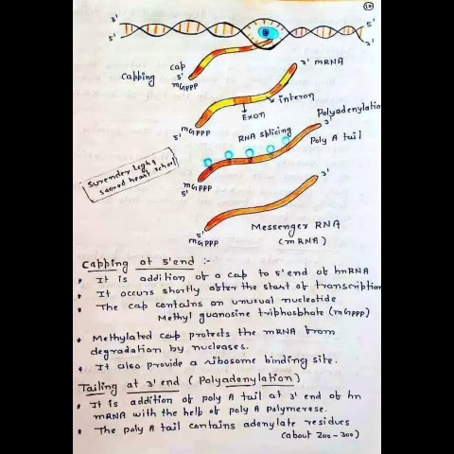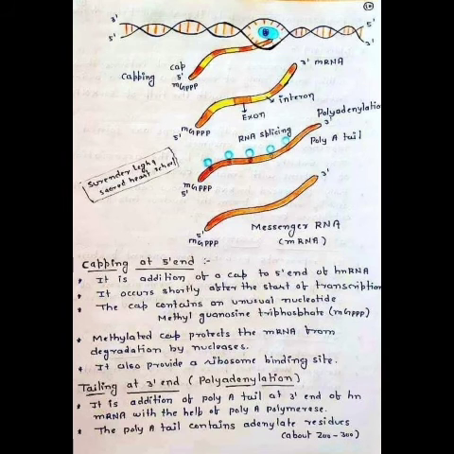Now, capping of the 5' end: it is the addition of a cap to the 5' end of the messenger RNA, right? It occurs shortly after the start of transcription. The cap contains unusual nucleotides, methylguanosine triphosphate. Methylated caps protect the messenger RNA from degradation by nuclease enzymes. It also provides a ribosome binding site.